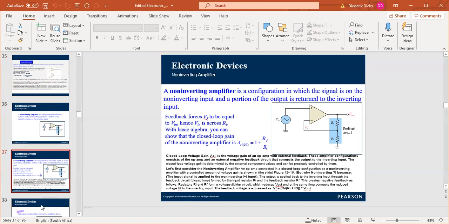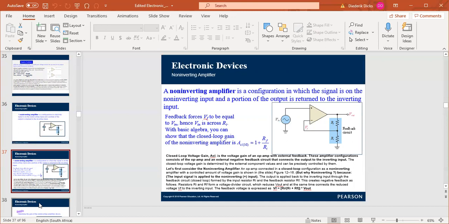In slide 37, you can see that the output is supplied back to the inverting input through the feedback resistor of a closed loop formed by the input resistor Ri and the feedback resistor Rf. This creates a negative feedback as follows. Resistors Ri and Rf form a voltage divider circuit which reduces Vout and at the same time connects the reduced voltage Vf to the inverting input. The feedback voltage is expressed as Vfeedback equals Ri divided by Ri plus Rf, multiplied by Vout.